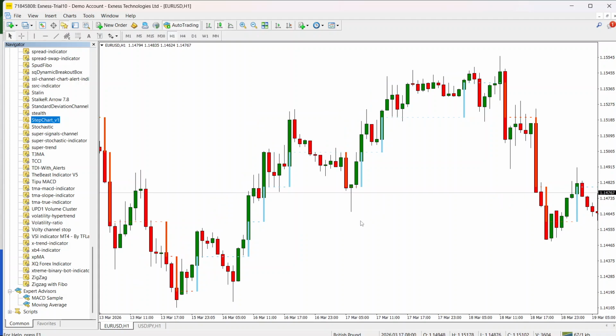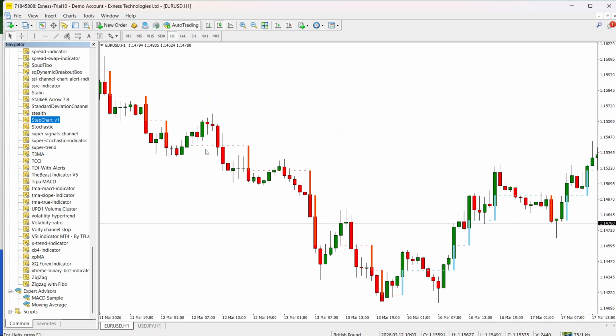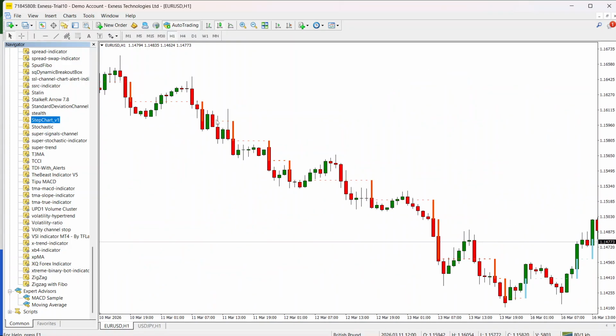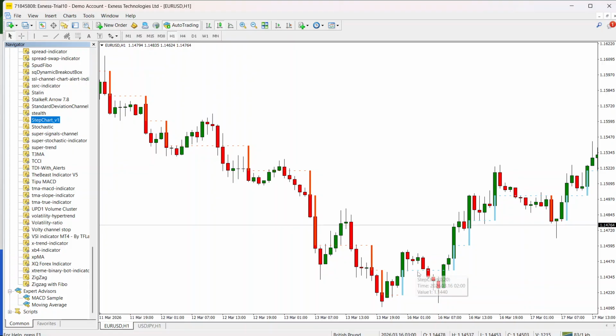Now the step chart indicator displays a series of horizontal lines that move up or down as price breaks into new zones, forming a staircase pattern across your chart. As you can see, the horizontal dotted lines moving down in the case of a bearish trend, or moving up in the case of a bullish trend.